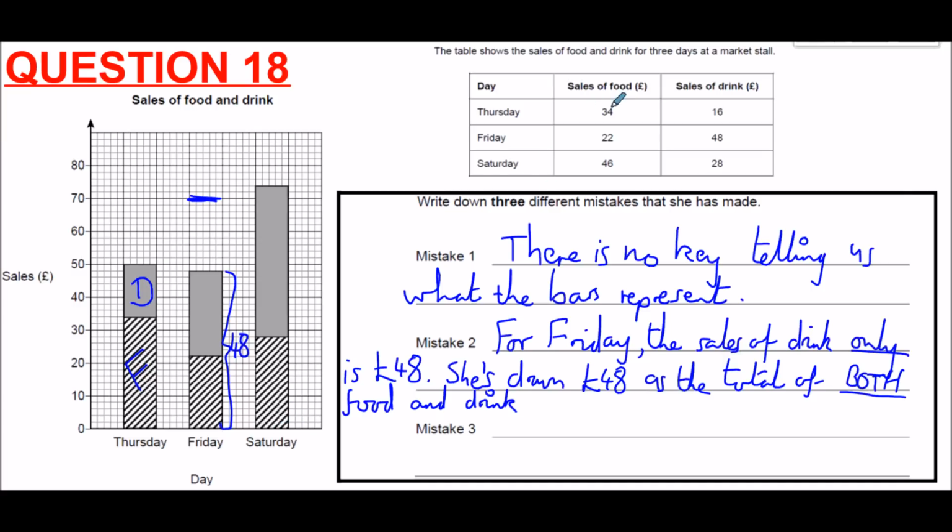Because for Saturday the sales of food are 46 and the sales of drink are 28, but the bar which is 28 high for Saturday for the drink is the lined bar. So that's now representing drink, and that's now representing food. So it's like she's switched what the bars represent.